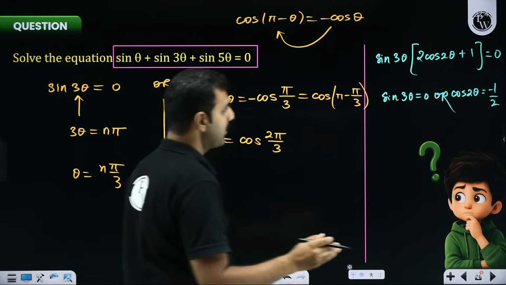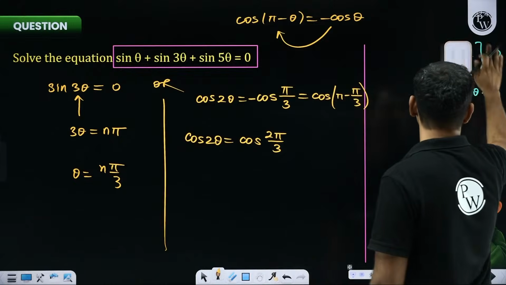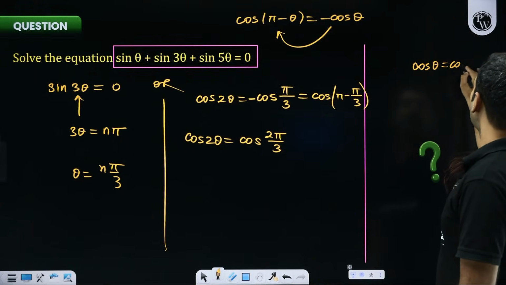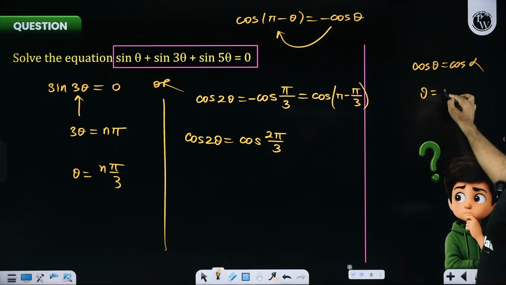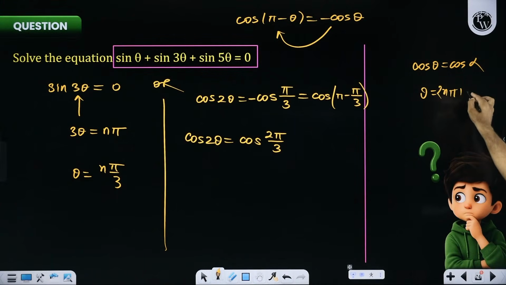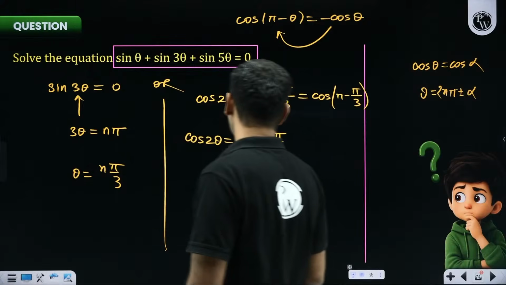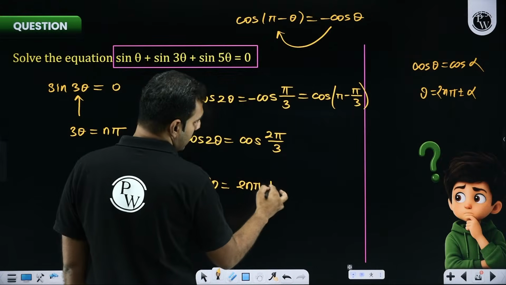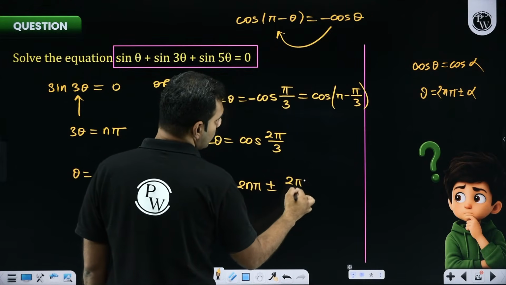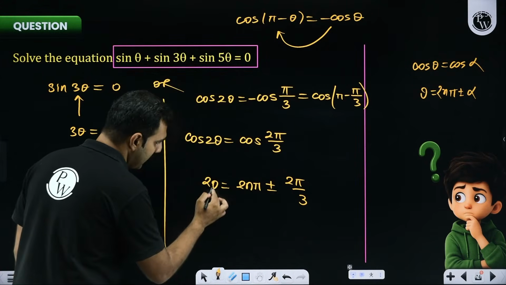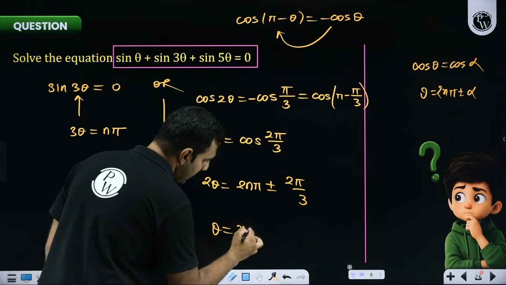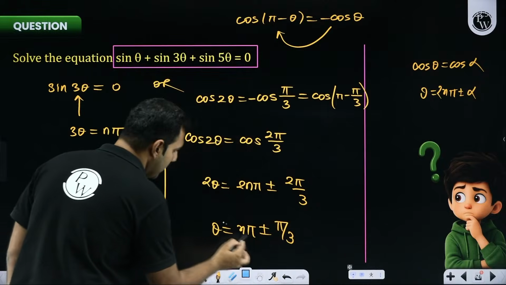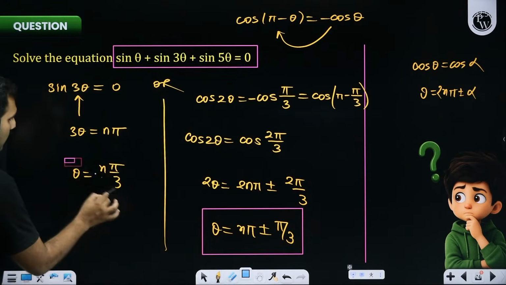So I hope you do remember, we did discuss the general solution for cos as well, that if cos theta is equals to cos alpha, then theta is given by 2n pi plus minus alpha. Remember that? So 2 theta will be 2n pi plus minus alpha. Alpha is 2 pi by 3 in this case. 2, 2, 2 are cancelled. So theta will be n pi plus minus pi by 3. So there are two answers, either this or this.